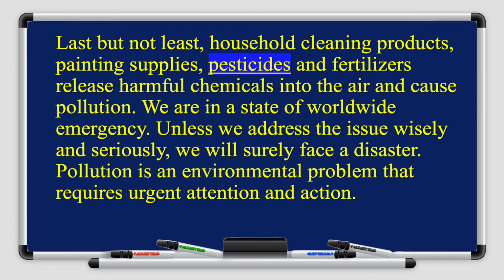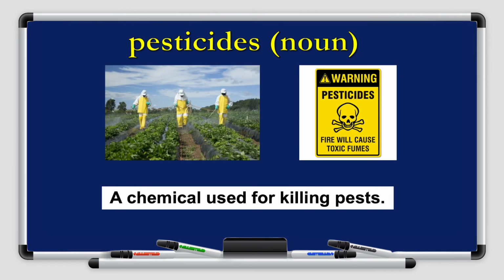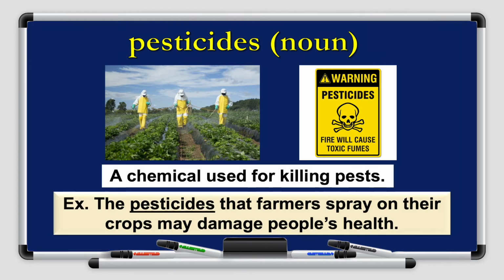The first word in this paragraph is the word pesticides or pesticide. Pesticide or pesticides is a noun which means a chemical used for killing pests. An example for it is the pesticides that farmers spray on their crops may damage people's health.